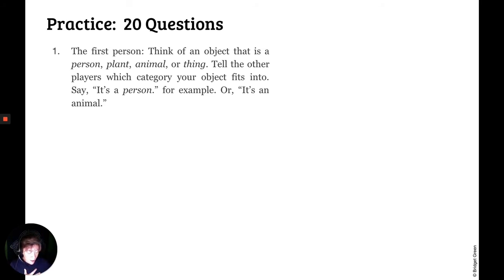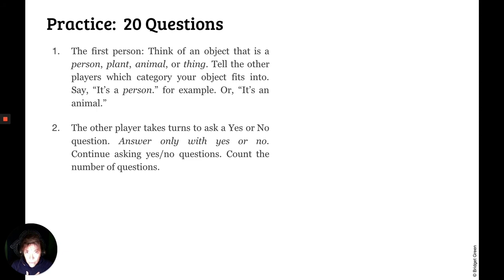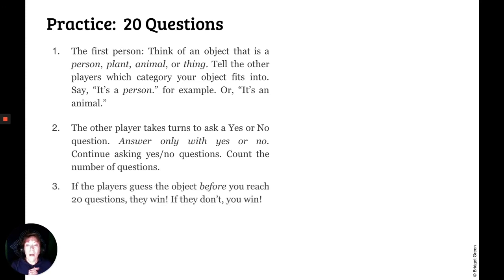Say, it's a person, for example, or it's an animal. You say that. Then, the other players take turns to ask a yes-no question. Only answer with yes or no. And they're going to continue asking questions, and you are going to count the number of questions. They only have 20 questions, and then you win. Okay? So, if the player can guess your object before you reach 20 questions, they win. If they don't, you win. Okay? Right. And then it's the next person's turn.